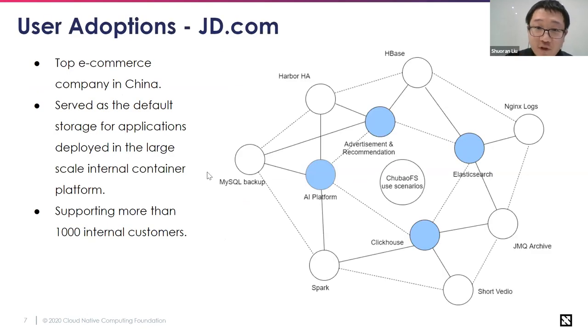Okay, I'm going to briefly cover some user adoptions from different companies. First of all, of course, JD.com is the top e-commerce company in China, and it still has the largest ChubaoFS cluster in production. It served as the default storage for containerized applications deployed in Kubernetes clusters. There is no local storage provided for containerized applications, just only ChubaoFS. And it has been supporting more than 100 internal business customers at JD.com.